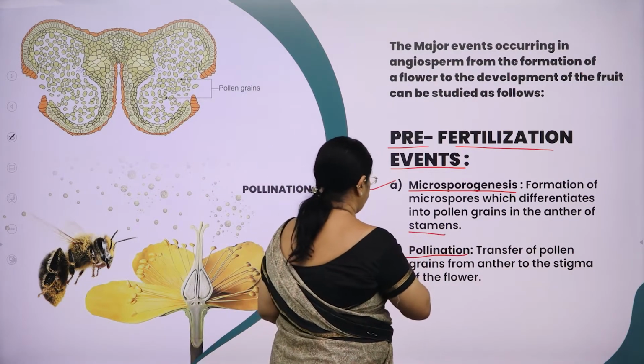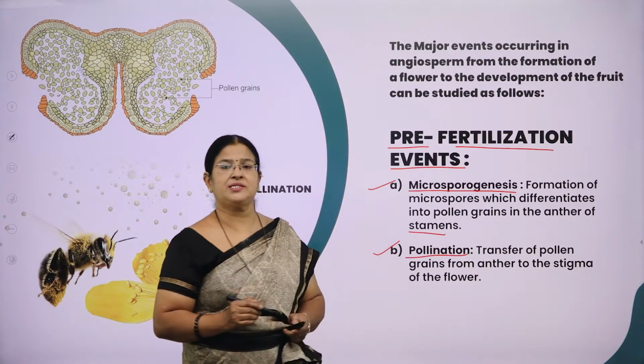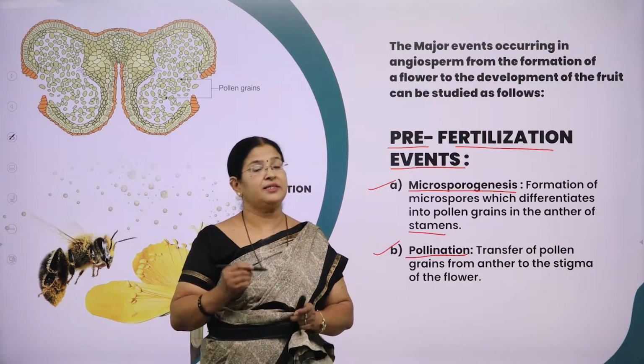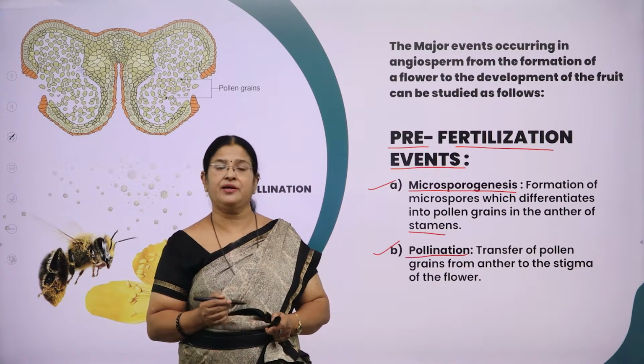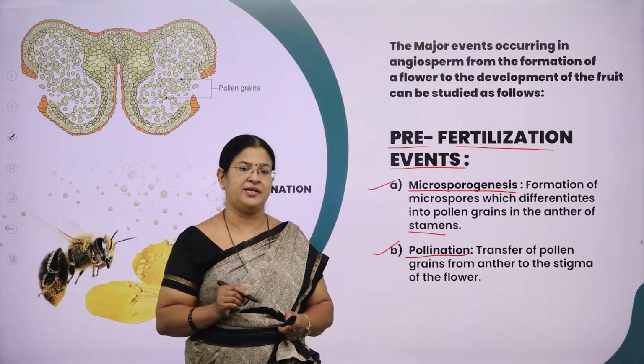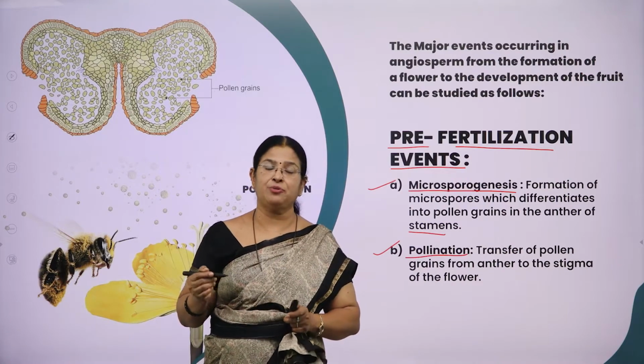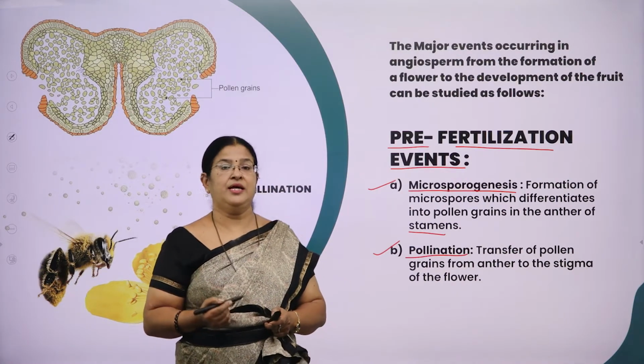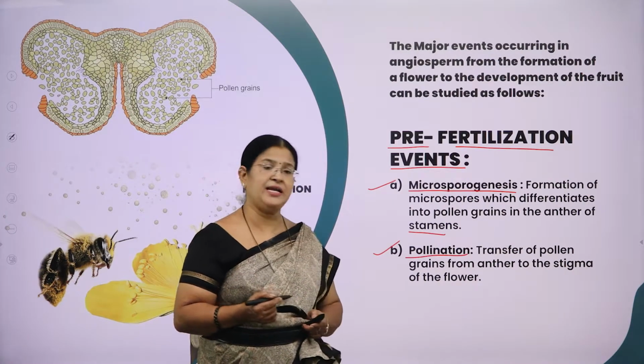Now, what is pollination? As you know, the gametes have to be brought together. The gamete transfer is very, very important. You have studied in the first chapter of your syllabus called Reproduction in Organisms. The two gametes have to be brought physically together. Then only the process of fusion can happen.